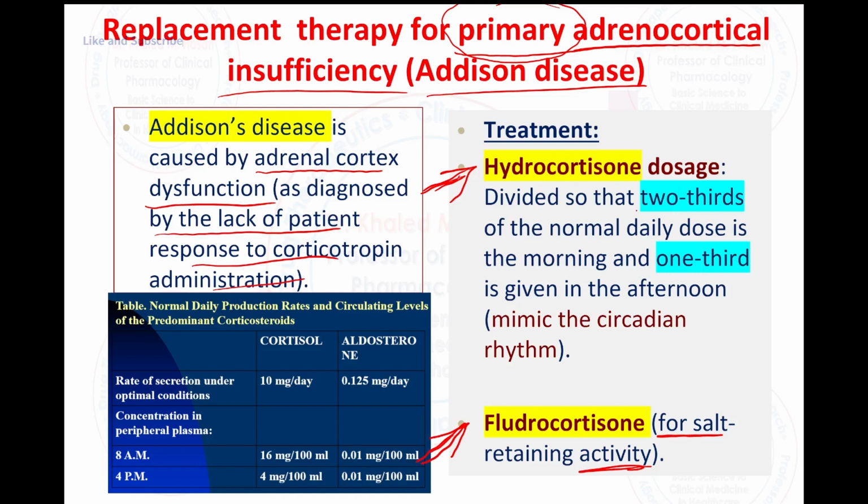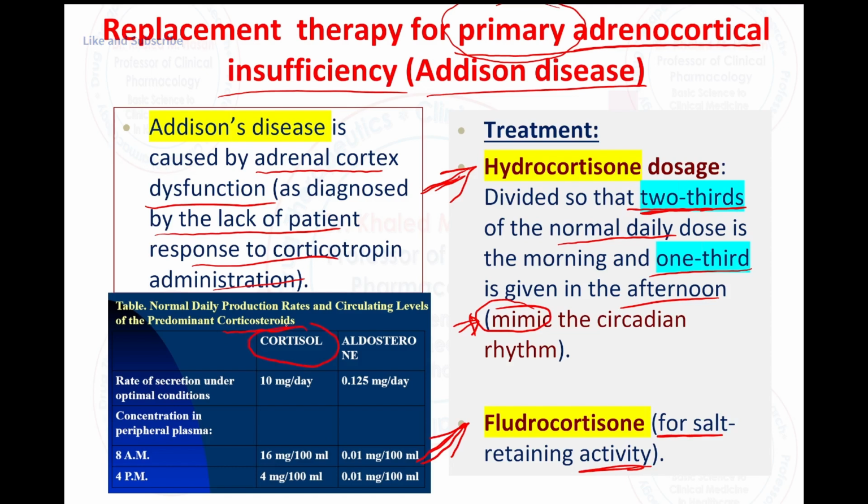They remind us that when you prescribe hydrocortisone to your patient, try to mimic the circadian rhythm. In the circadian rhythm, we have a high level of cortisone in the morning and a lower level in the afternoon. For this reason, we prescribe hydrocortisone, two-thirds of the normal dose in the morning and one-third in the afternoon. So as you can see here, the normal daily production, they try to monitor the circadian rhythm of corticosteroids.